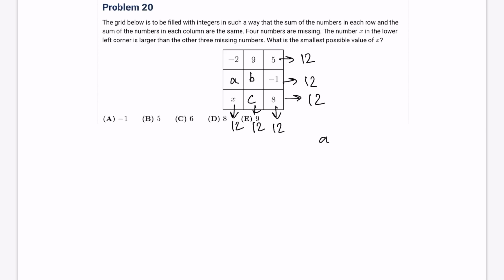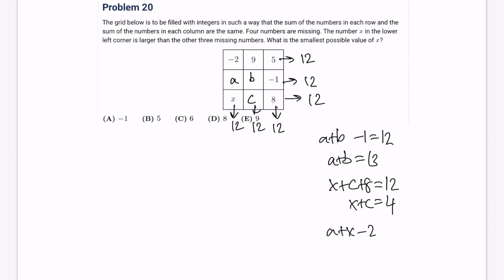So we know that a plus b minus 1 is equal to 12. So a plus b is equal to 13. And then x plus c plus 8 is equal to 12. So x plus c is equal to 4. Then similarly, a plus x minus 2 is equal to 12, so a plus x is equal to 14. And then 9 plus b plus c is equal to 12, so b plus c is equal to 3.